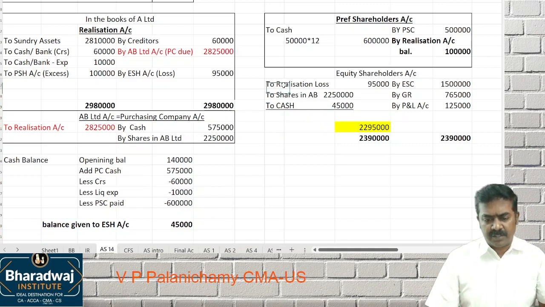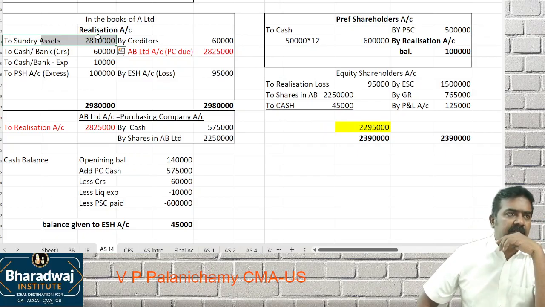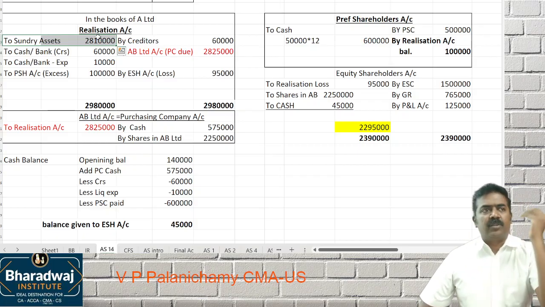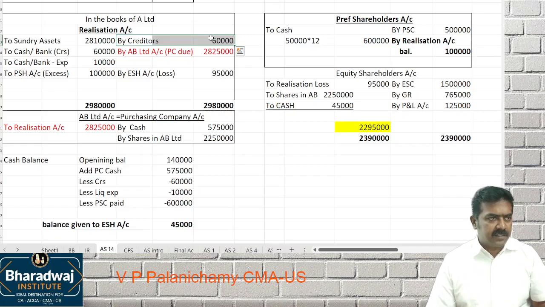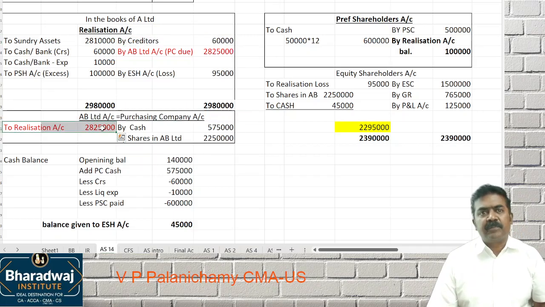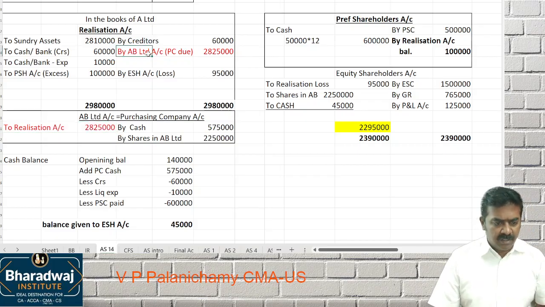I repeat the whole process. Pay attention. First, we transferred assets to sundry assets, 28 lakh 10,000. Why 28 lakh 10,000? We will not transfer cash in this question, because it is not taken over by the purchasing company; the cash balance is kept as it is. Then we transfer creditors. Then purchase consideration due: purchasing company account debited to realization account. How do we get the purchase consideration? Cash and shares.